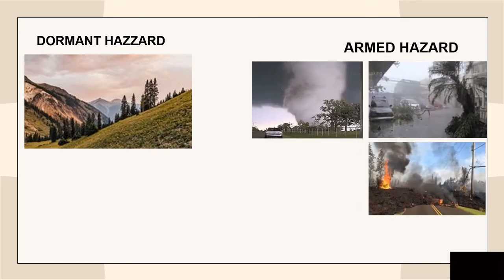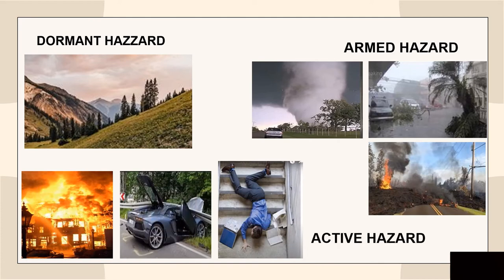Okay, so this picture is an example of armed hazard. So, armed hazard is when people or property or environment are in potential harm's way. Next. Okay, this picture naman is an example of active hazard. So it is when a harmful incident involving the hazard has actually occurred. So often this is referred to not as an active hazard, but as an accident, emergency incident, or disaster.